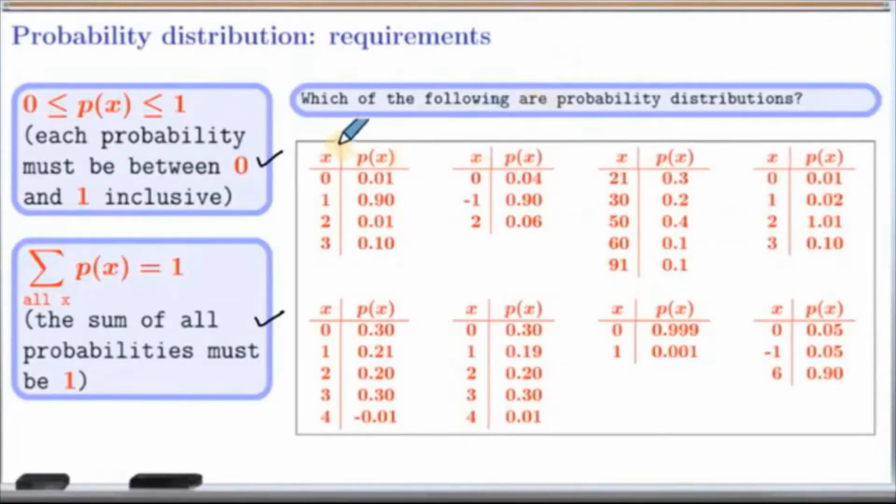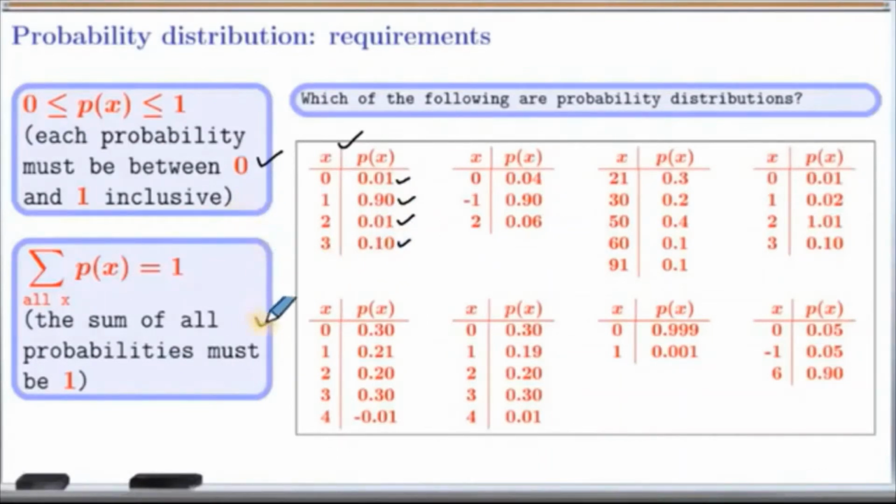So let's look at this one. For us to decide if this is a probability distribution or not, we need to remember that its probabilities must be between 0 and 1. Okay, so let's look here. This is good, the value is between 0 and 1. Same here, and same here. So basically it passes the first requirement.